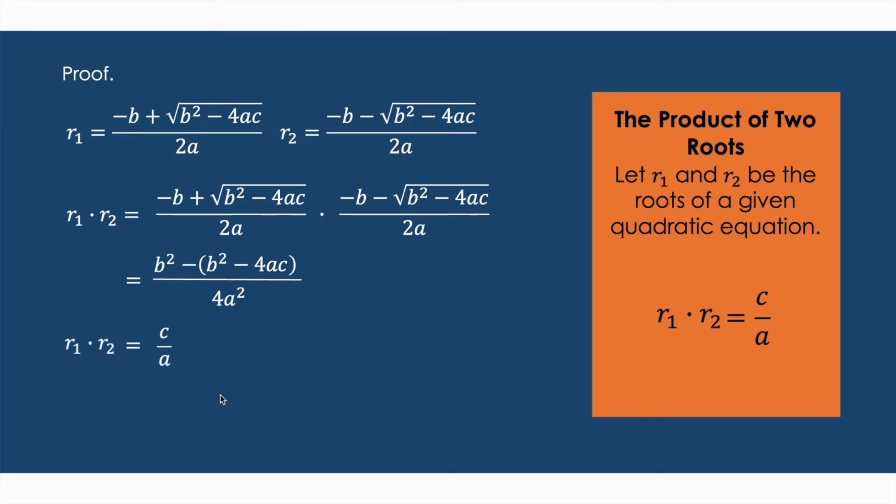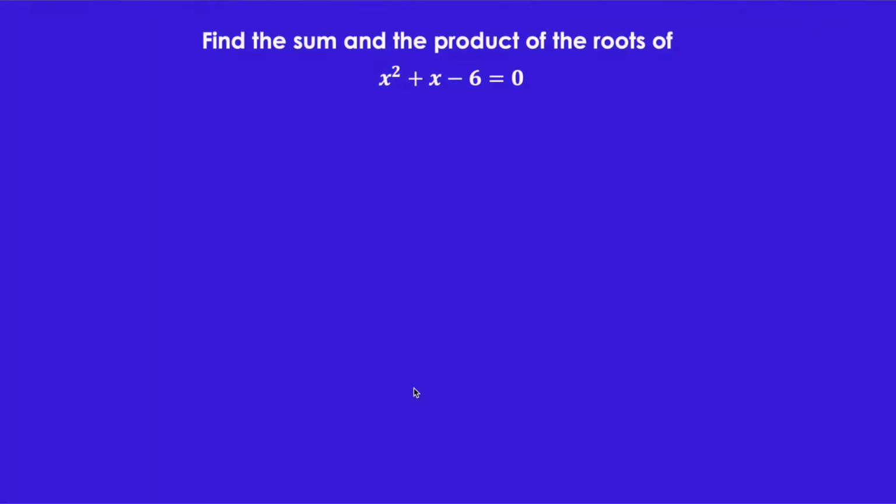So, let's have an exercise. Find the sum and the product of the roots of x squared plus x minus 6 equals 0. Here, we're going to use the manual method and the short one. First, let us consider the manual method. For the solution, let us recognize first the numerical coefficients. A is 1, B is 1, C is negative 6.